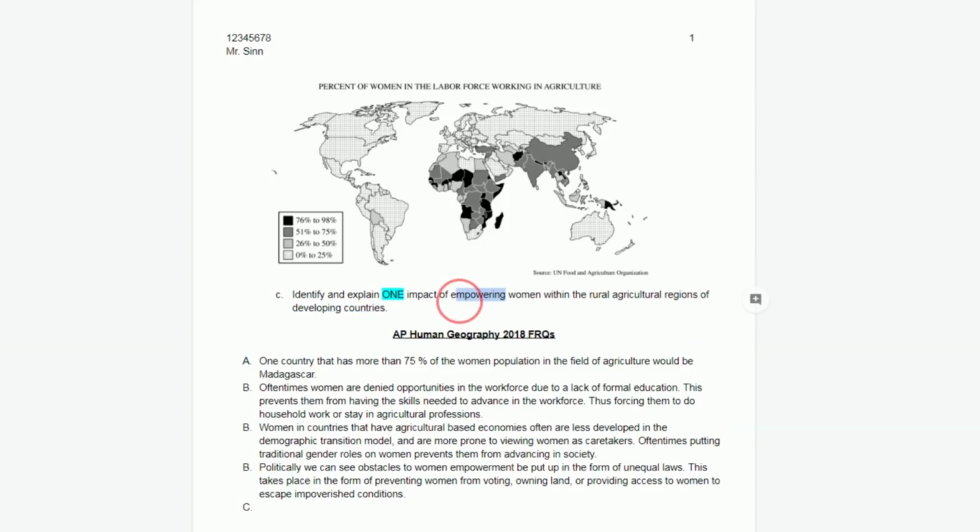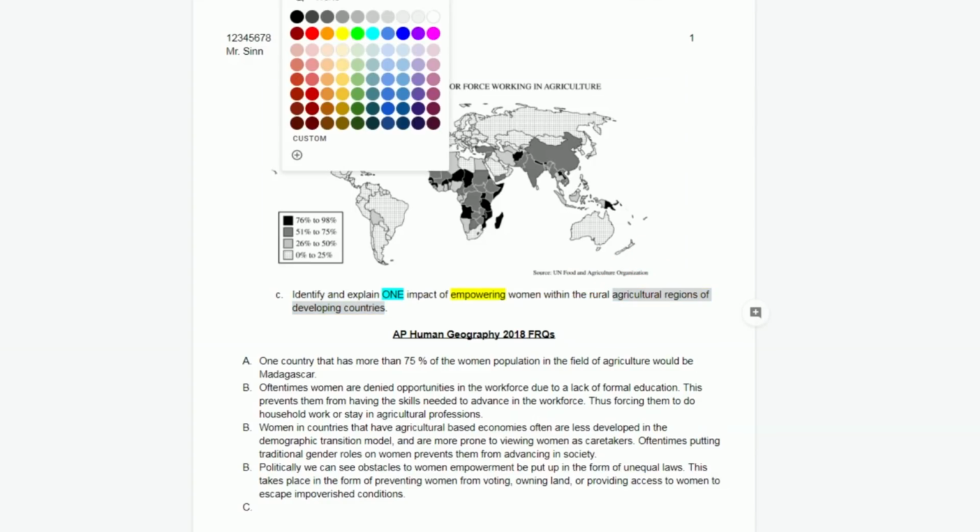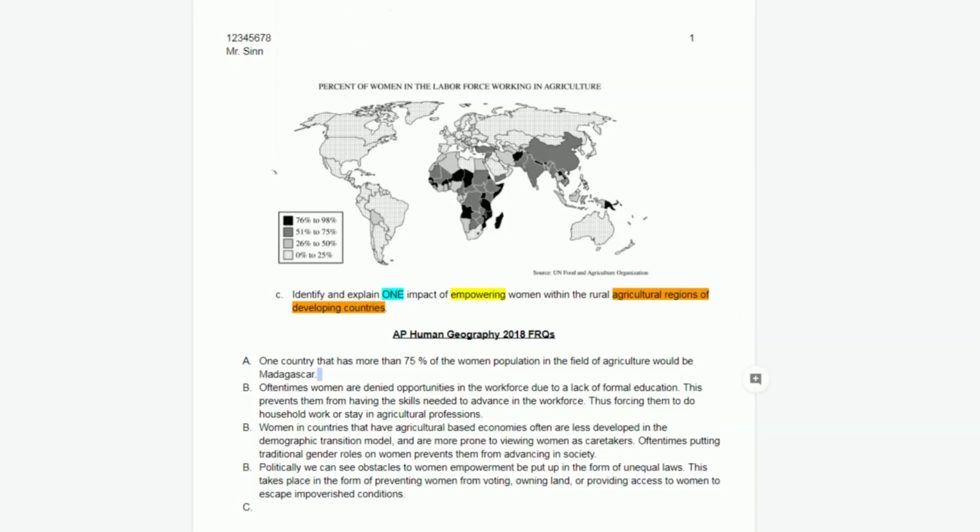We can also see our focus here is now on empowering. We are not talking about obstacles. So that's going to be important. The other thing that we should point out here too is we are talking about agricultural regions of developing countries. This is something too that students have lost points on in the past. Let's go with orange. Why not? Now we got a bunch of different colors there. They'll start talking about other parts of the world. The question here is specifically asking for developing countries, LDCs. So we do not want to go into other aspects of the world. Okay, let's see what I came up with.